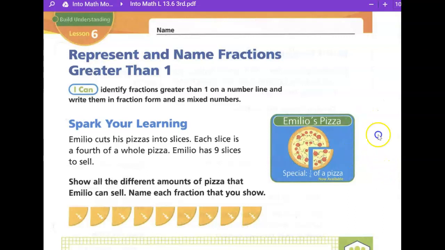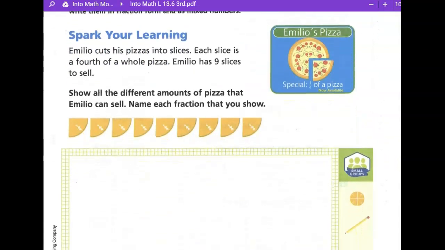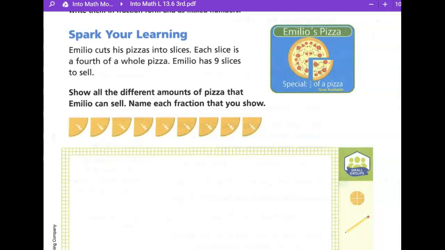Spark your learning. Emilio cuts his pizzas into slices. Each slice is 1/4 of a whole pizza. Emilio has 9 slices to sell. So just like if you go to a truck stop or convenience store, you'll see those slices of pizza there that you can buy. That's what Emilio's doing with his pizza. So show all the different amounts of pizza that Emilio can sell.